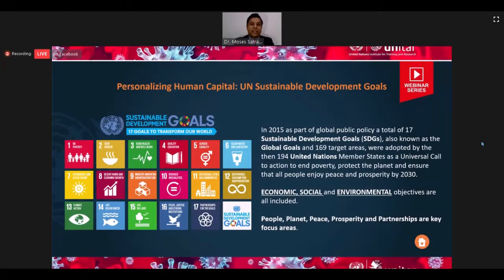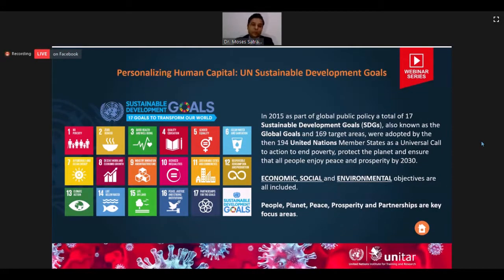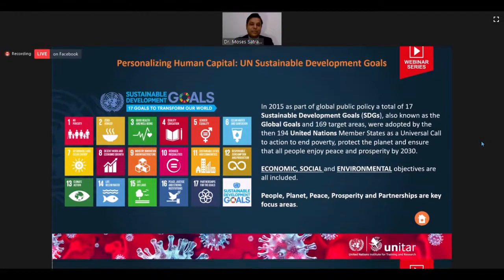Now let's personalize the Sustainable Developmental Goals. In 2015, they instituted these excellent goals, 17 of them, and all of them encompass aspects of economic, social, and environmental change. So people, planet, peace, prosperity, and partnerships are the focus areas. So let us look at how we can use these 17 goals to transform our worlds. This is transformative education.